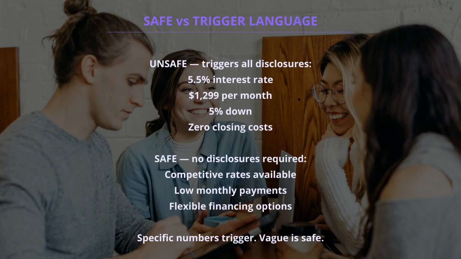Here is the most practical part of trigger terms: knowing what language is safe and what pulls in all the disclosures. Unsafe trigger language: specific numbers, 5.5% interest rate, only $1,299 per month, 5% down, 0 closing costs. These all trigger the full disclosure requirement. Safe language: vague terms that require nothing additional. Competitive rates available, low monthly payments, flexible financing options, call for today's rates. The key insight is simple: specific numbers trigger, vague language is safe.